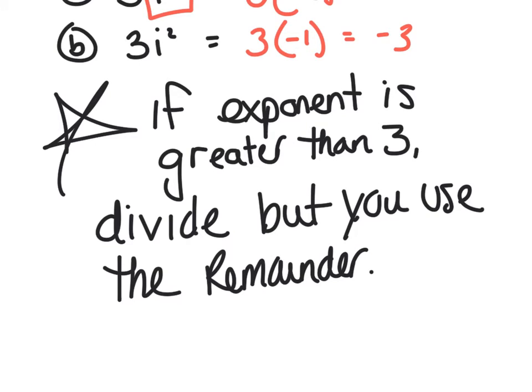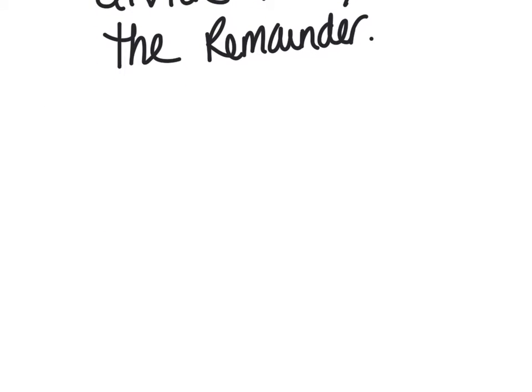So we'll go through a few examples. If the exponent is greater than 3, you divide, but you use the remainder. Let me show you an example of how I am interpreting this. Let's say I to the 14th.